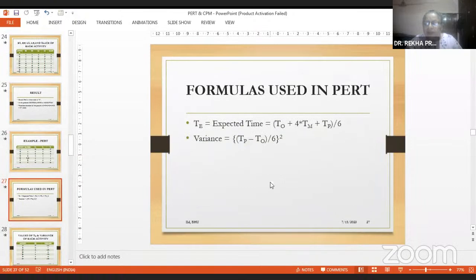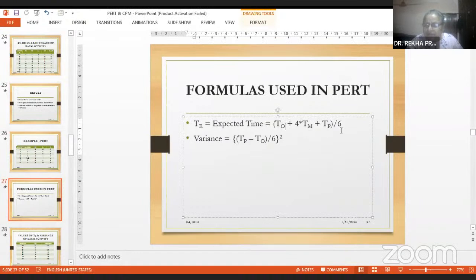These two formulae are important. Expected time: you take the arithmetic mean of these. The most probable time is given a weightage of 4, optimistic 1 and pessimistic 1. Everything going wrong is rare, and everything going fine is also rare. So you take together 1 plus 4 plus 1, which is 6. So divided by 6, you find out the expected time.